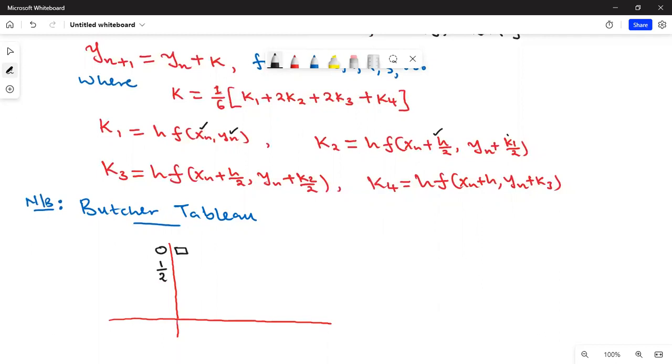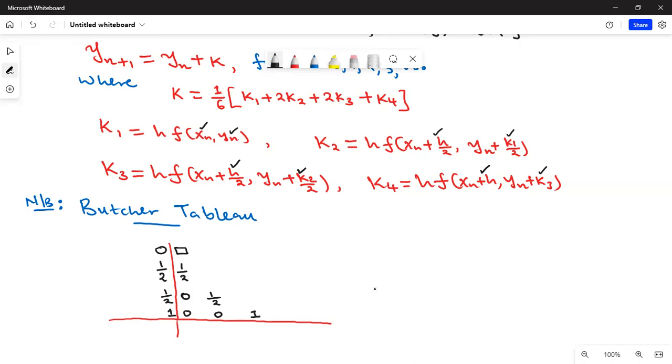And for the K2, what have we added? yn + 1/2 K1. So again, here is 1/2. The blanks mean you are adding nothing. Proceed to K3. Here again, we are adding 1/2 h. So the coefficient is 1/2. And here we are adding 0 K1 plus 1/2 K2. So it's 0 for K1, and for K2 it is 1/2. And finally, for K4, the coefficient of h there is 1. What about the coefficient of K1? It is 0: 0 K1 plus 0 K2 plus 1 K3. So 0, 0, 1.